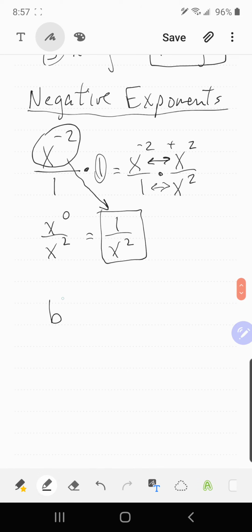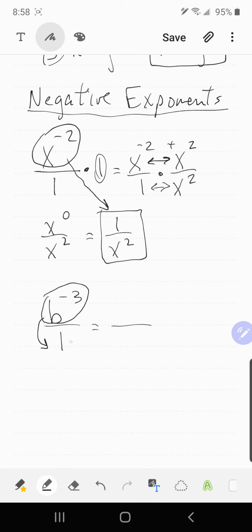So let's say we have b to the negative 3. We want that to be positive, so we're going to fraction it up. And just remember that negative exponents are unhappy. They want to be positive. So if the b is unhappy in the top, he wants to go to the bottom. Moving him down will make him happy.